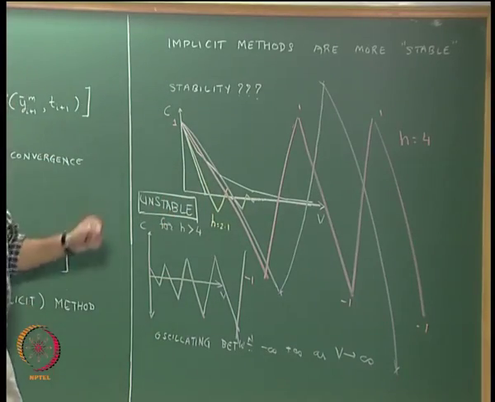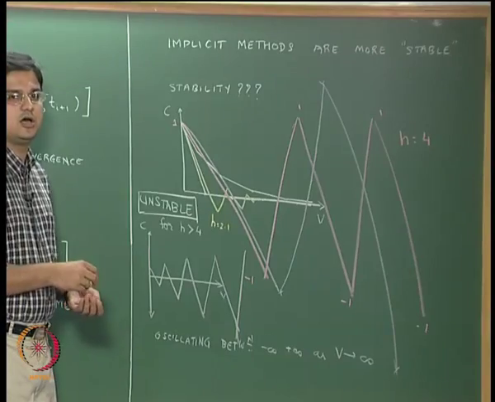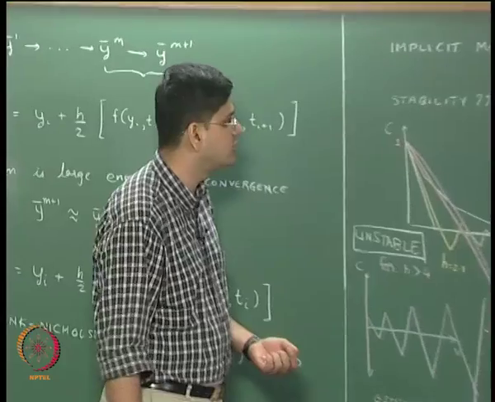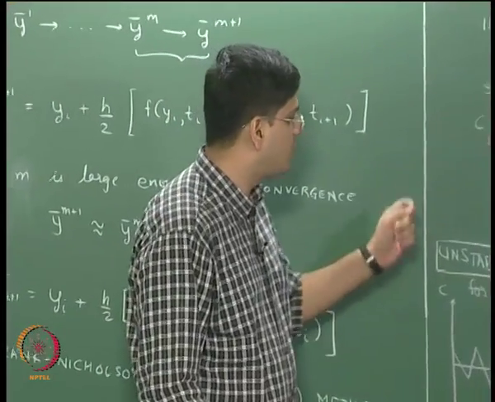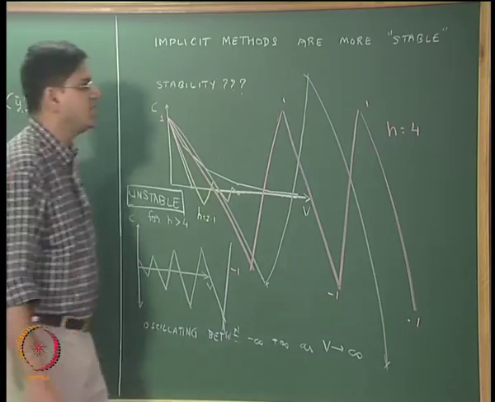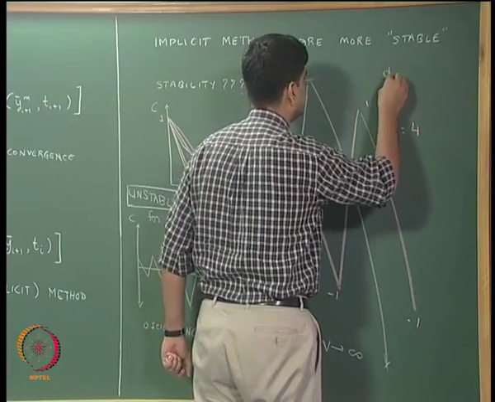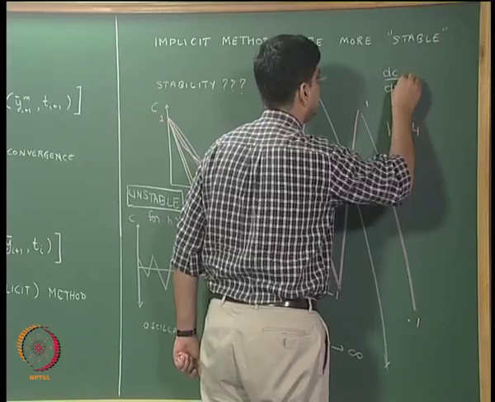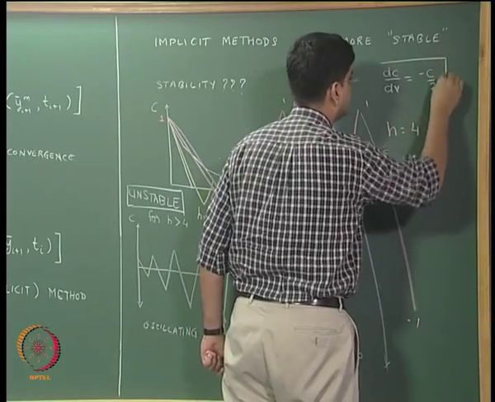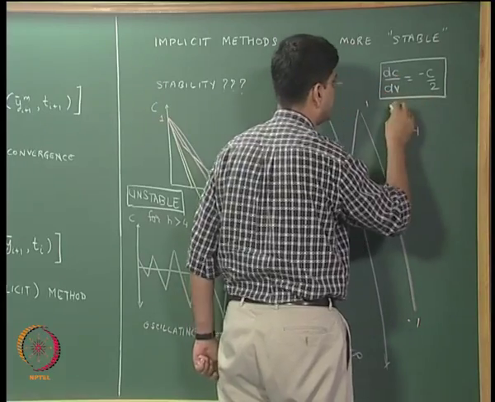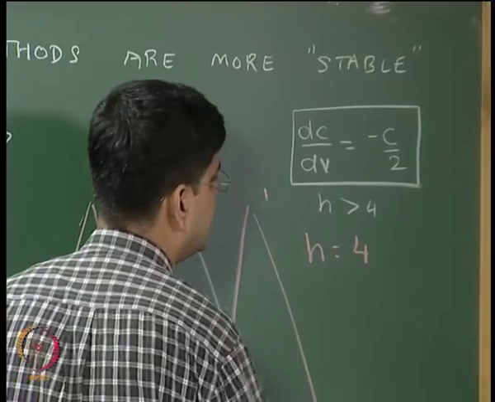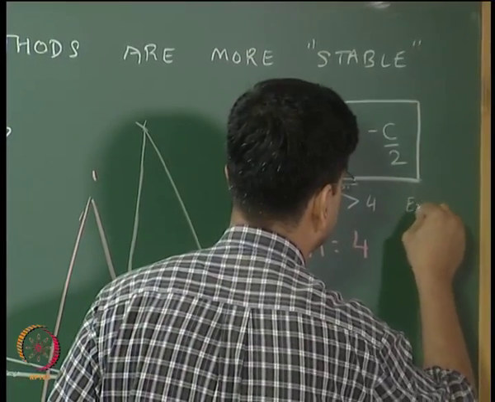Okay. So I am going to end the lecture over here, the lecture 5 of this module. In the next lecture I am going to consider the stability issues. Specifically I will talk about the equation dc by dv equal to minus c by 2. For this particular condition we saw that when h becomes greater than 4, at that time the explicit Euler's method becomes unstable.